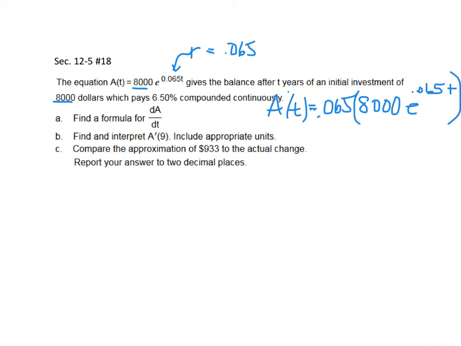So let's actually simplify that. Let's say 8,000 times 0.065 is 520. So A prime of t is equal to 520 times e to the 0.065t.